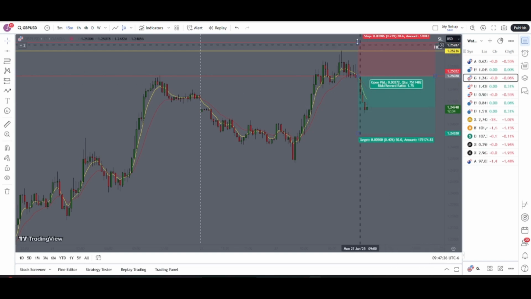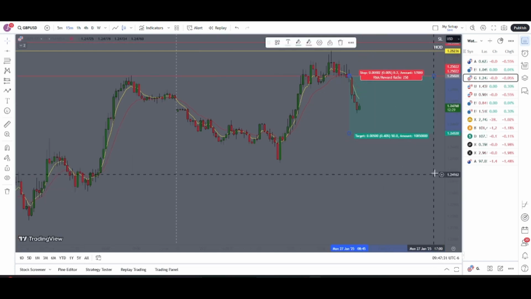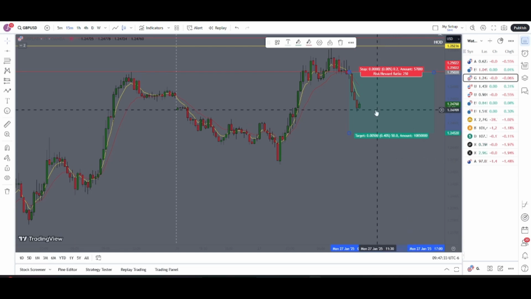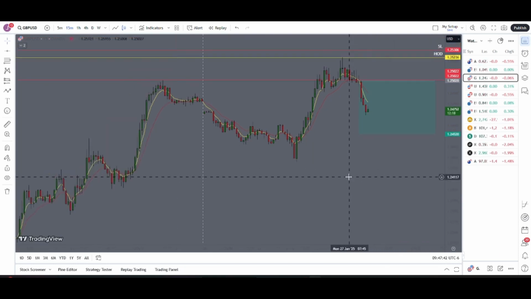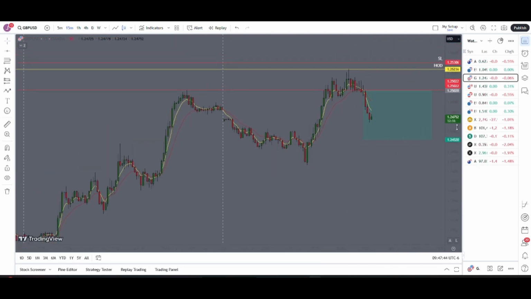My stop loss, I'm moving my stop loss to break even. Once I go 32 pips in profit, my stop loss goes to break even, which was here. It was down 32 pips. So now it is a risk-free trade for me. I'm really not worried about how it plays out. It's a risk-free trade, no matter what.